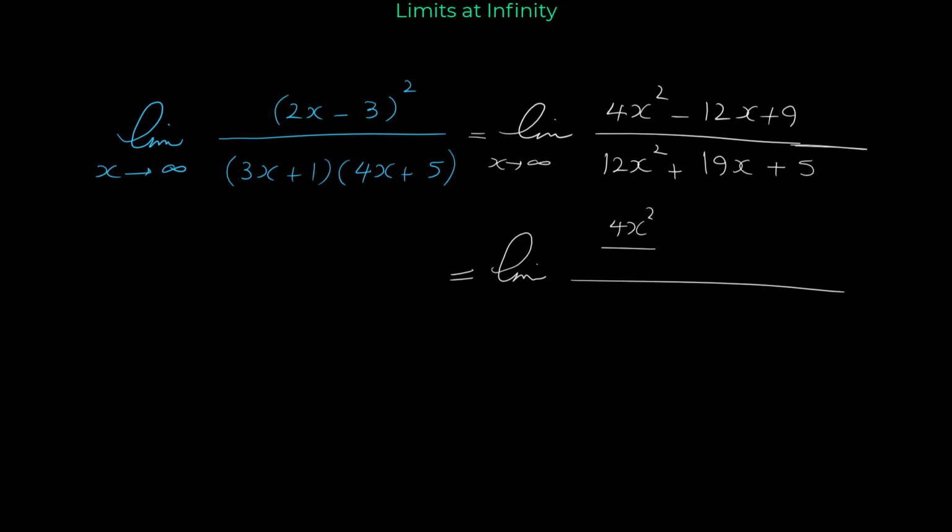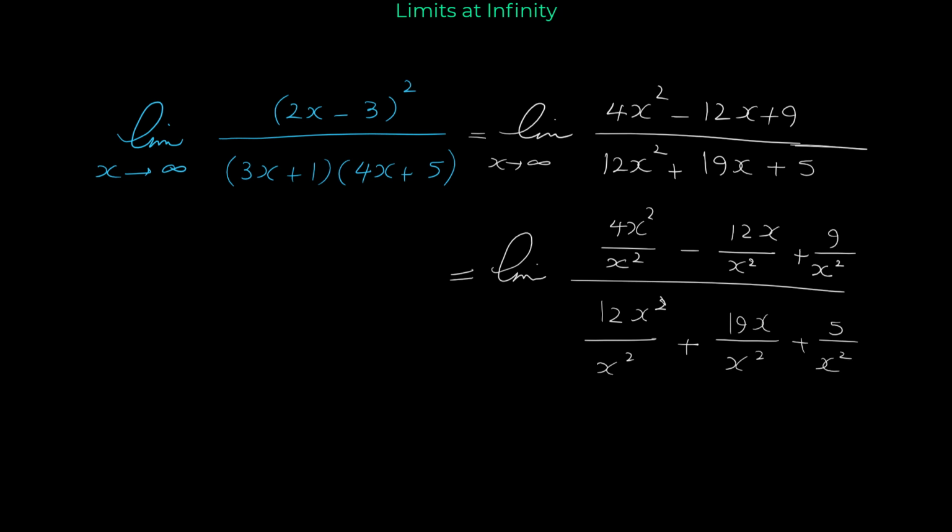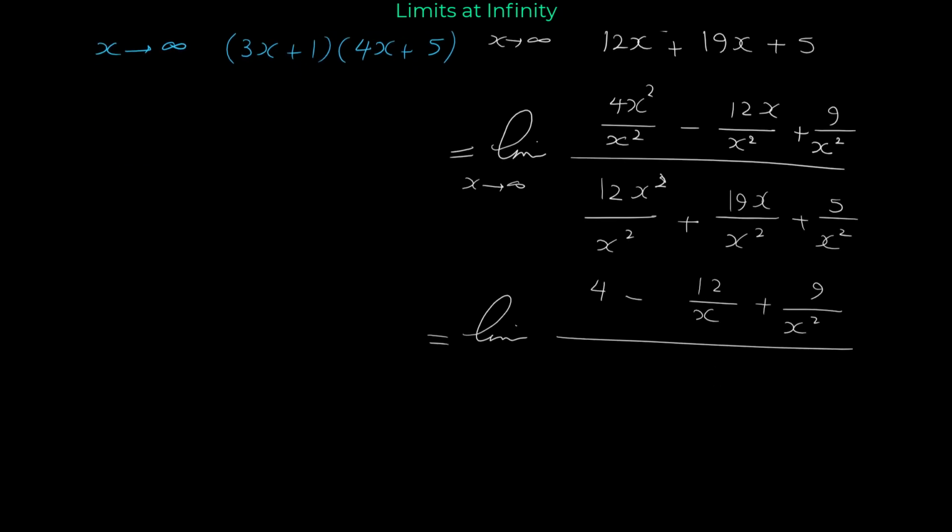So then we have 4x to the 2 over x to the 2 minus 12x over x to the 2 plus 9 over x to the 2. And in the denominator we would have 5 over x to the 2 as x approaches infinity. And if you simplify, you have 4 minus 12 over x plus 9 over x2, and in the denominator you have 12 plus 19 over x plus 5 over x2 as x approaches infinity.